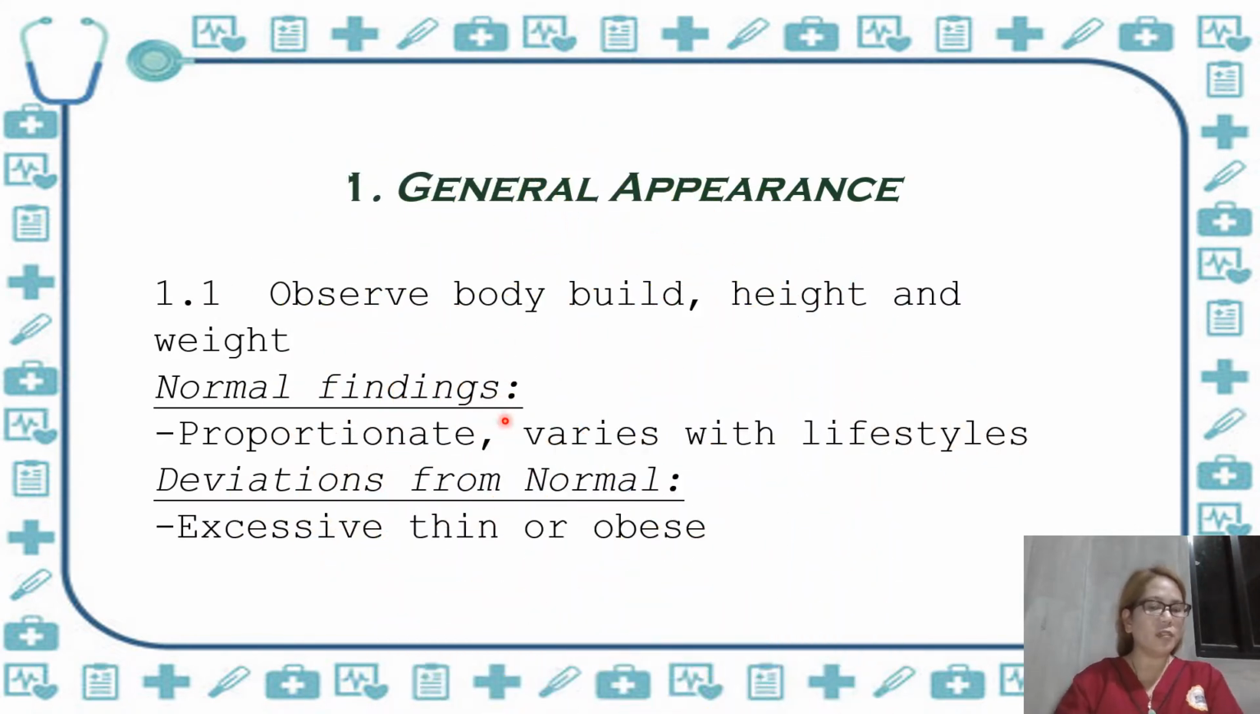Moving on to the findings of our general appearance, which was discussed in the previous slides. Again, you have to observe for body build, the height, and the weight. So, nakuha mo na yung height, nakuha mo na yung weight of your client. You have computed already the desirable body weight and the BMI or the body mass index. These are the normal findings. Proportionate yung kanyang body build. It varies with lifestyle. Kung ano yung lifestyle niya, mahilig siyang kumain ng mataba, so medyo chubby or mabigat. Deviation from normal, there is excessive thinness, napakapayat. Below normal yung kanyang weight, based sa ating computed desirable body weight, or obese the patient.